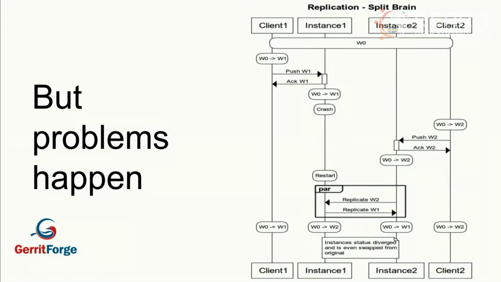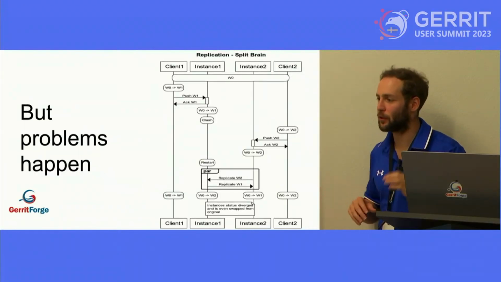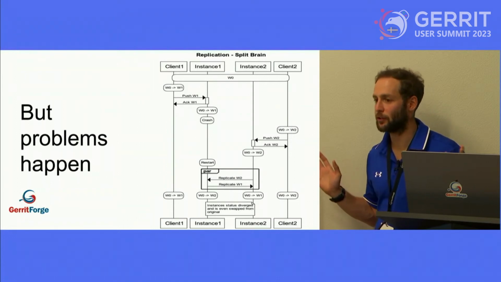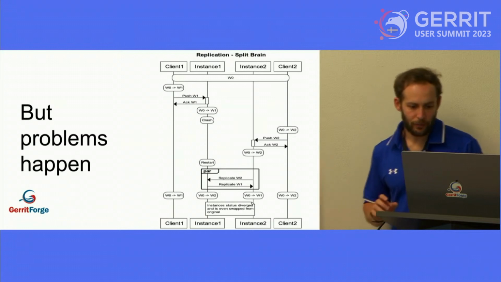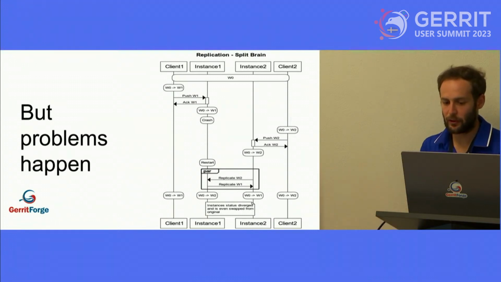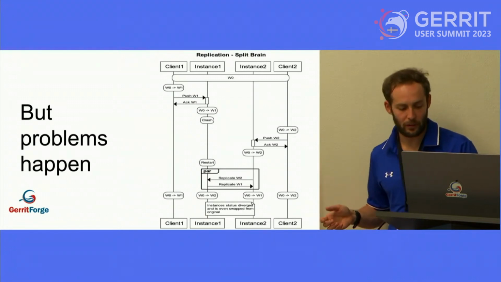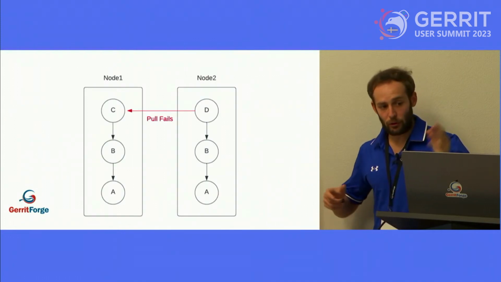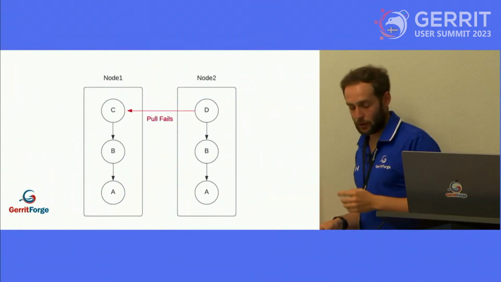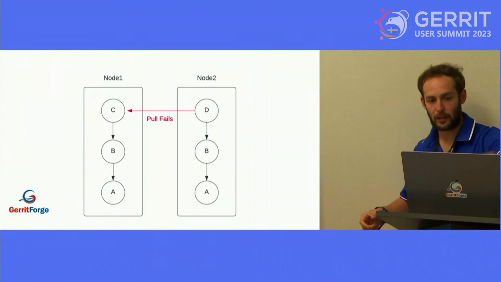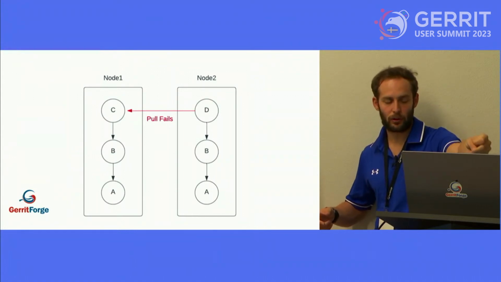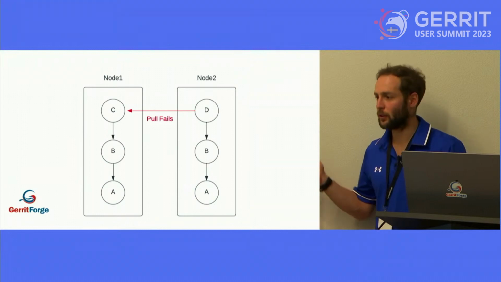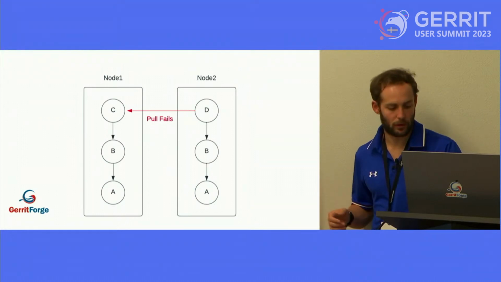When it's one commit, not the end of the world. If this goes on for a while, this potentially is not remediable. This could potentially be catastrophic. So, instance status diverged, and we can move on from here. Just to be sure about this, you've got your commits on node 1, A, B, and C. You've got your commits on node 2, A, B, and D. Node 1 pulls from node 2. It's not the same parent. You're screwed.